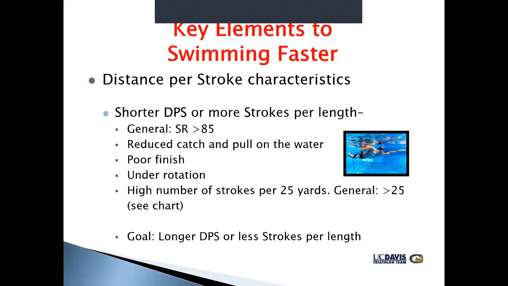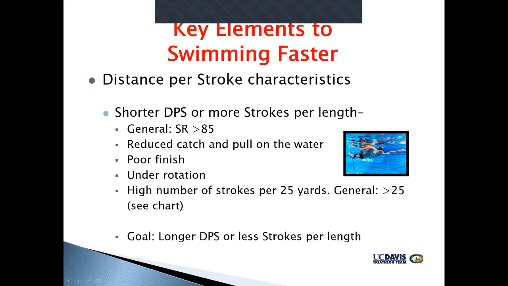Okay, all right. So let's talk about the characteristics of distance per stroke. Let's say you have a shorter distance per stroke, which really means that you're taking more strokes per length. So what does that mean? Typically, that means that your stroke rate is very high, maybe as high as 85 or greater. It's not necessarily always true, but in general, you have a higher stroke rate.